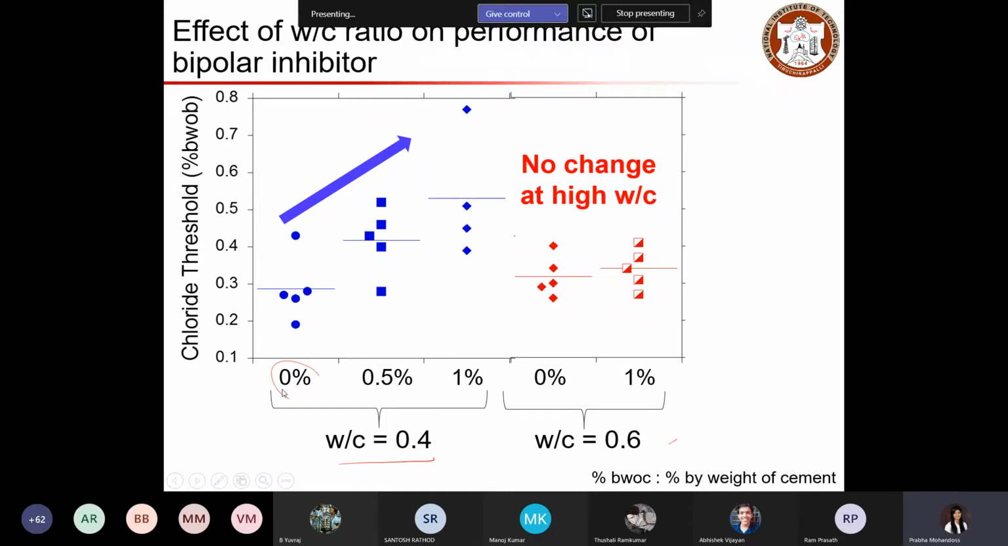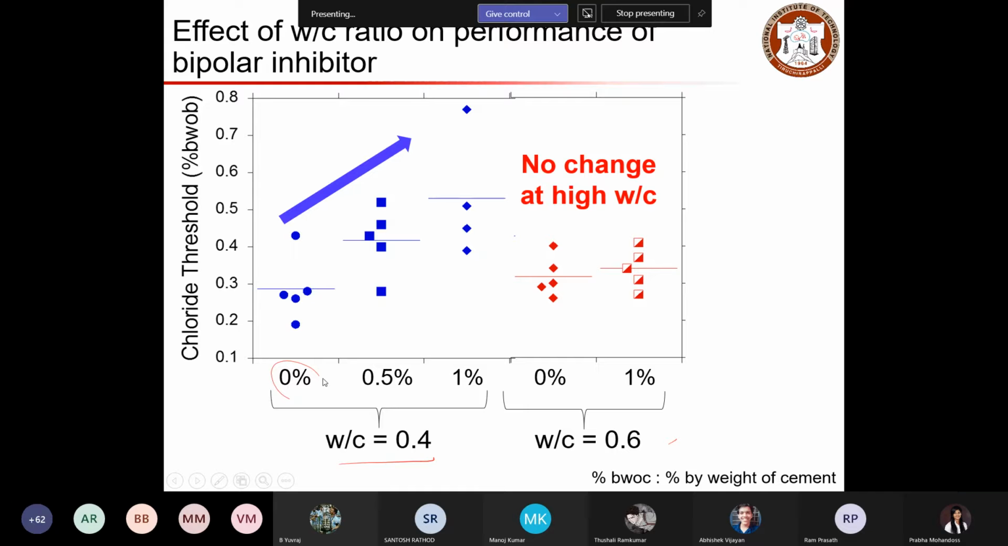Here you are adding bipolar inhibitor in different percentages for two different concrete systems. System 1 has a water cement ratio of about 0.4, and system 2 has a water cement ratio of 0.6. One is the normal strength concrete, and the other, with a 0.6 water cement ratio, has lower strength. So for those two different systems, what would be the chloride threshold value, and how can the chloride threshold value be improved by adding bipolar inhibitors?